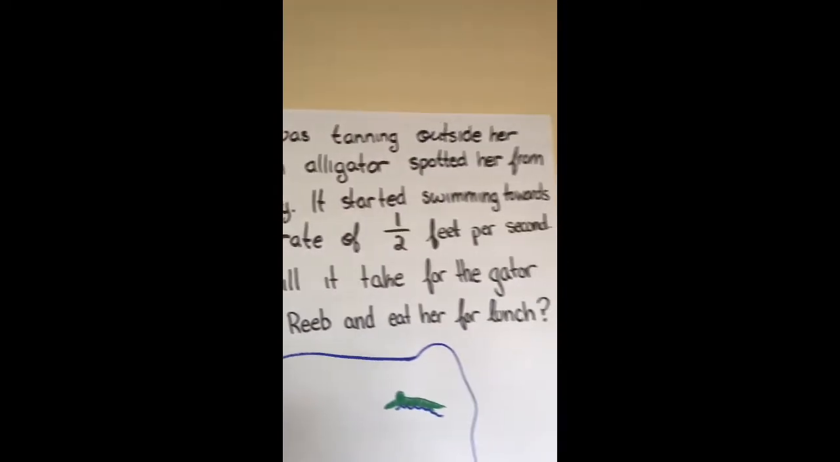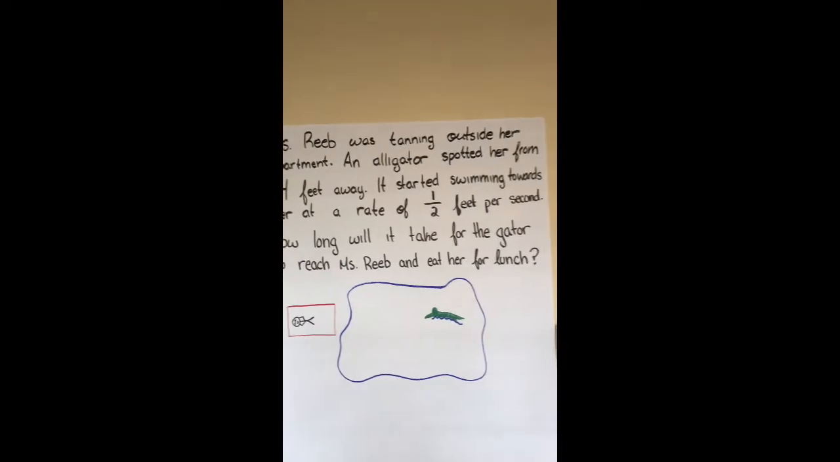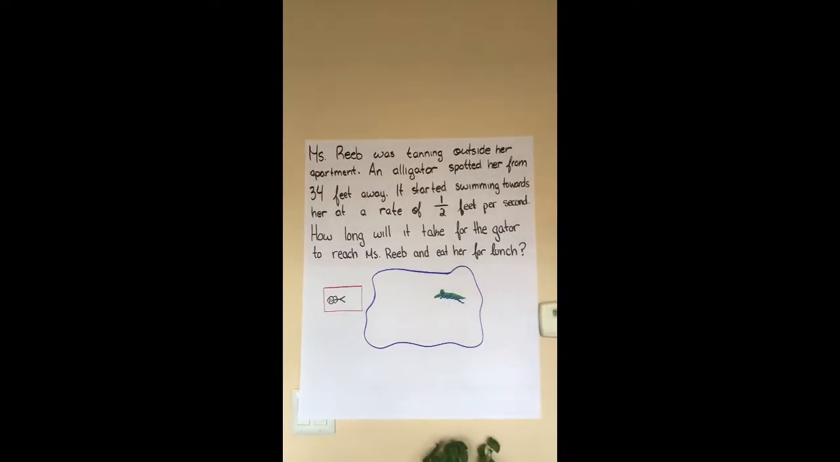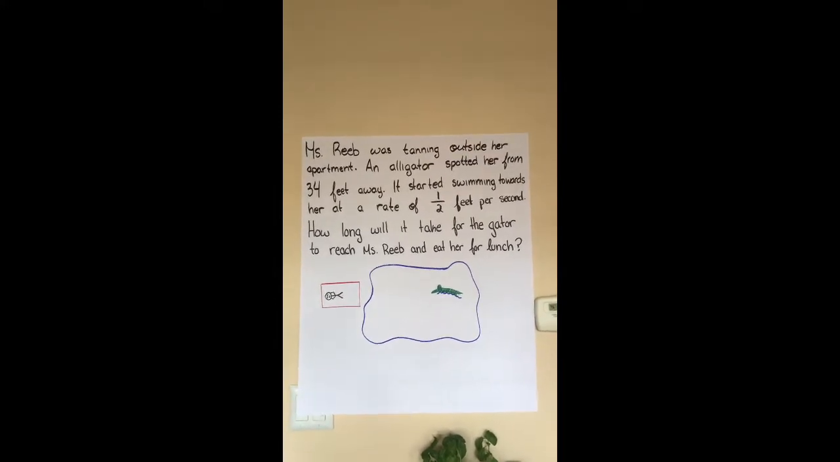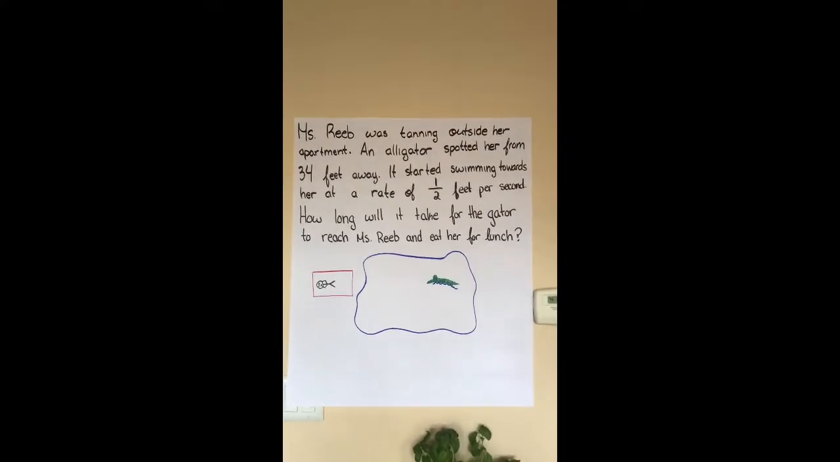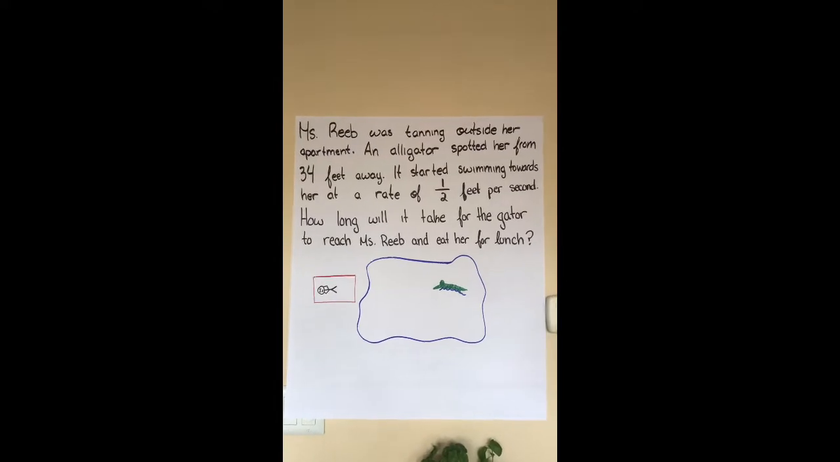Miss Reeb was tanning outside her apartment. An alligator spotted her from 34 feet away. It started swimming towards her at a rate of 1/2 feet per second. How long will it take for the gator to eat Miss Reeb for lunch? Obviously this gator didn't eat me for lunch because I'm still here to teach you math, but we are going to go through this word problem piece by piece.